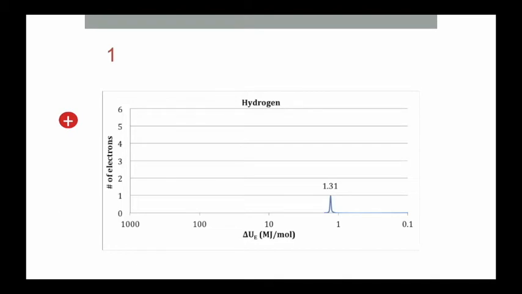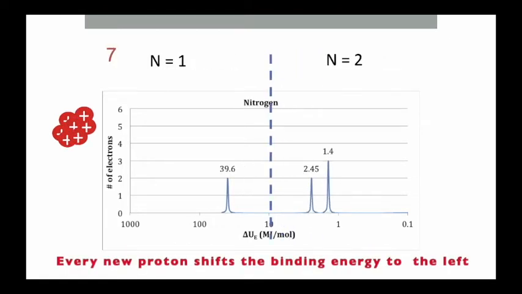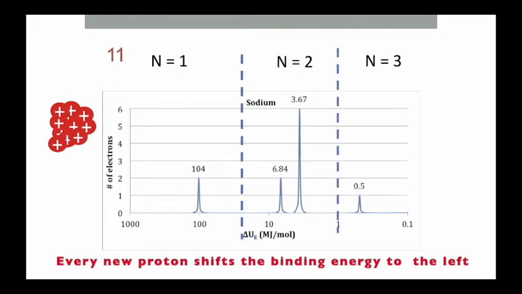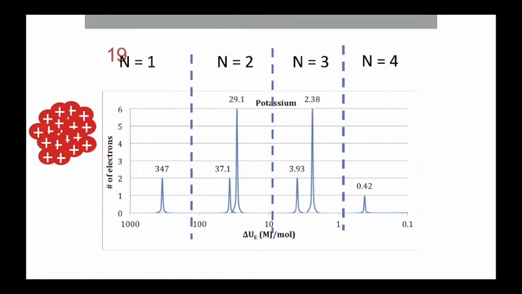Now I'm going to go through these atoms one by one. Take a look at the binding energies of the 1s and the 2s and the 2p. What happens to these binding energies as I add protons? You should be able to see that every proton I add shifts the binding energies to the left.